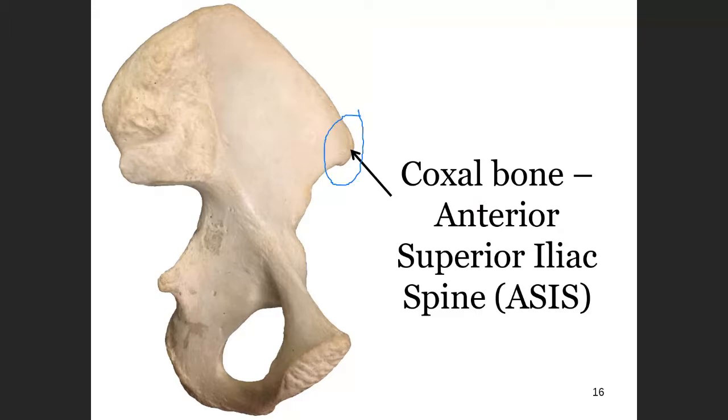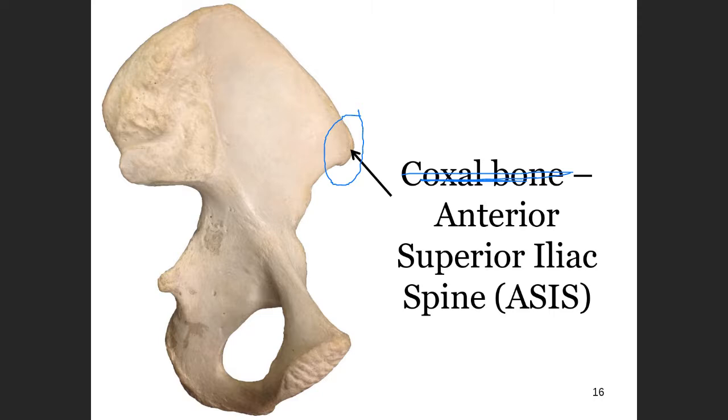Do we type in the bone? You don't need to write in coxal bone; you could just write anterior superior iliac spine, unless it asks for the bone. If it's a long bone and it's pointing to the head, then you should say head of the humerus or head of the femur. For the radius, you can say head of the radius or radial head.